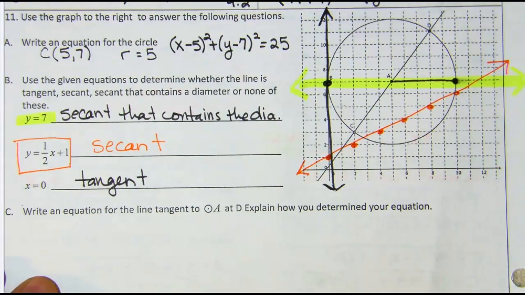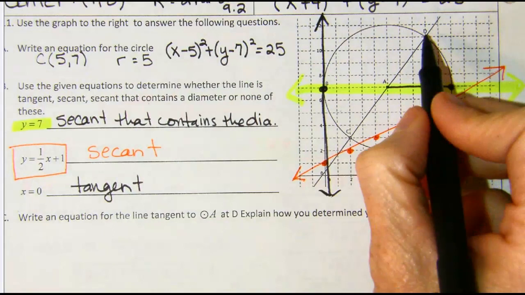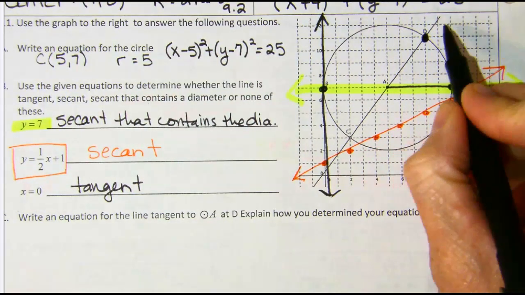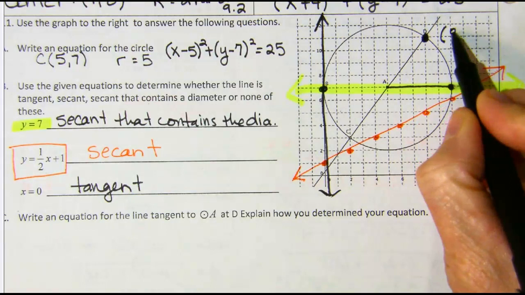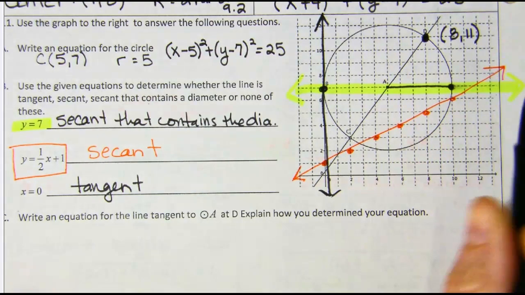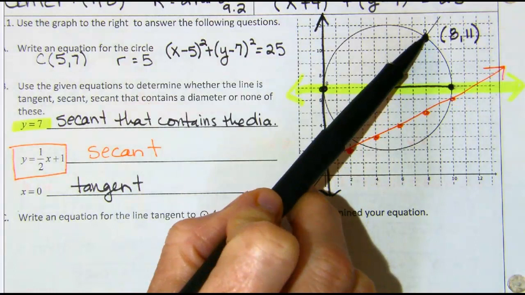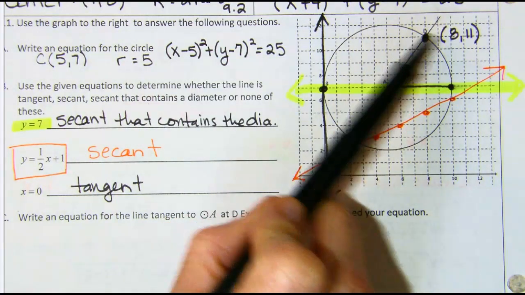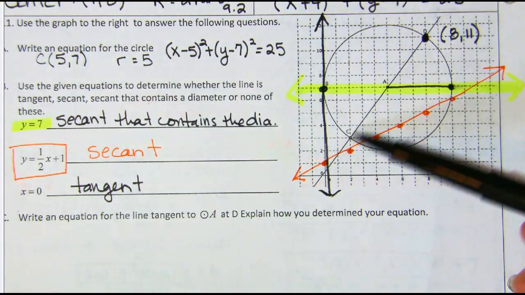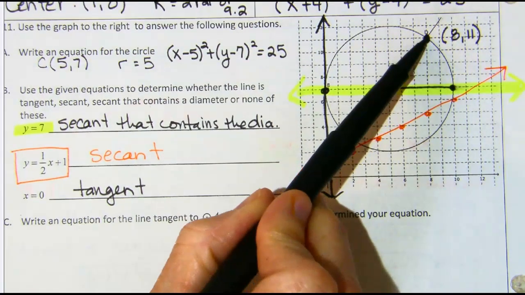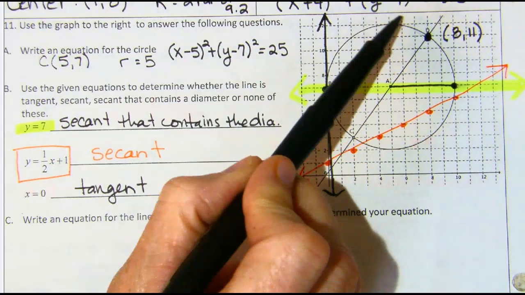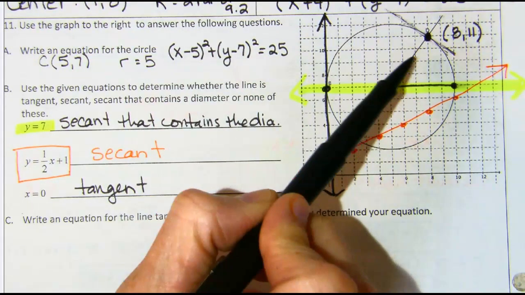Now the last question states, write an equation for the line tangent to circle A at D. Explain how you determined your equation. So the first thing we need to know is where D is, and if you look closely, here is D. And the coordinates for D will be 8, 11. So we need a perfect line tangent. So what does that mean? Well, we have a line going through right here, and if it goes through D, there is also a tangent line. So the tangent line's got to be perpendicular to this line.